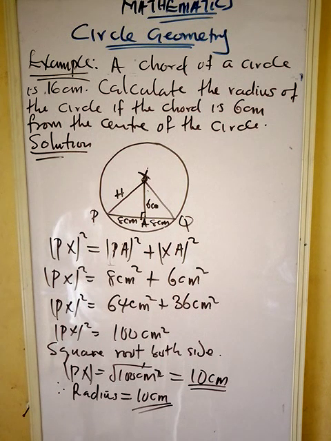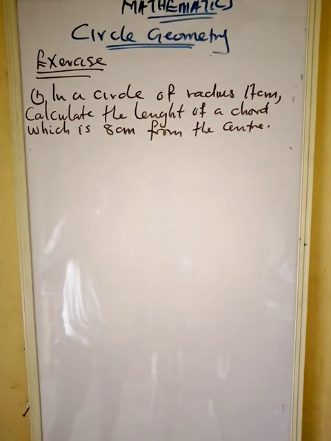So let's move to the next theorem. I give you this exercise, just try it. In a circle of radius 70 centimeters, calculate the length of a chord which is 8 centimeters from the center. So we move to the next theorem now.